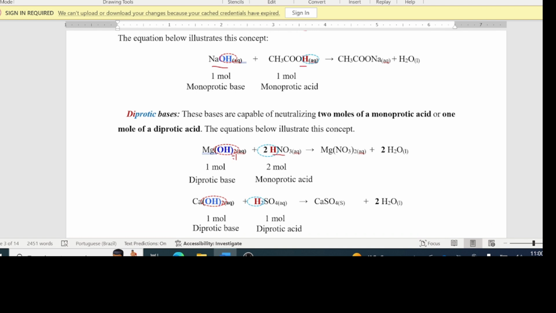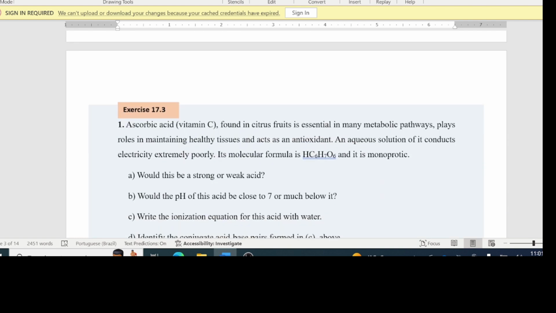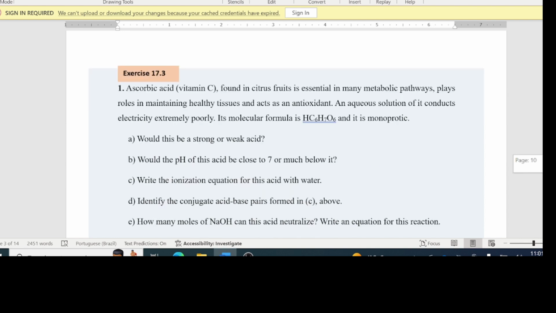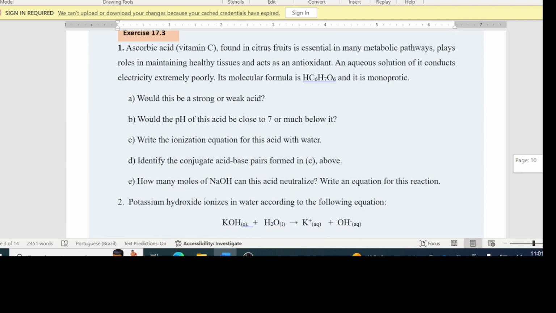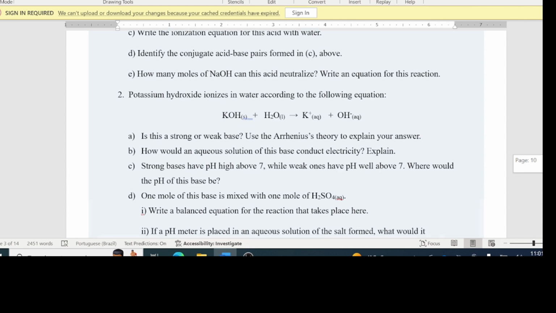And now you can have another diprotic base here. It will neutralize 1 mole of a diprotic acid, right? That's why you don't put any coefficients there. So 1 mole to 1 mole and complete ionization there. And here you have some nice questions for you to practice your skills based on what you've learned. These are repeated in your solutions manual. The answers are there. Okay, explanations of the answers are there.